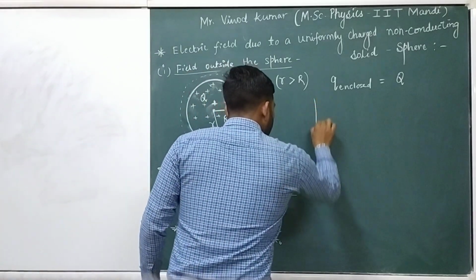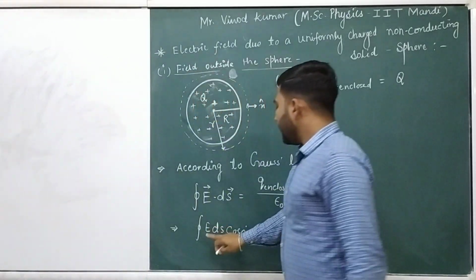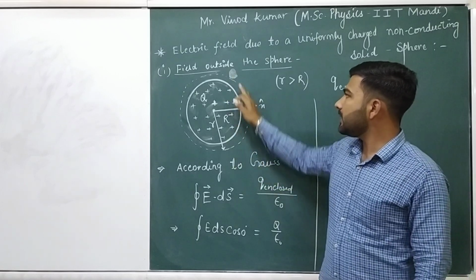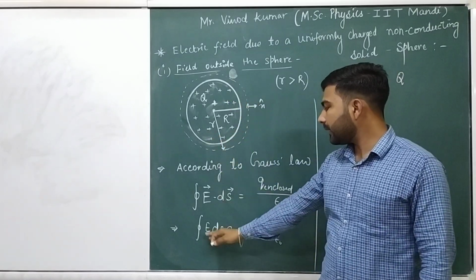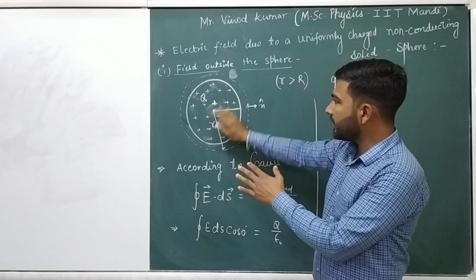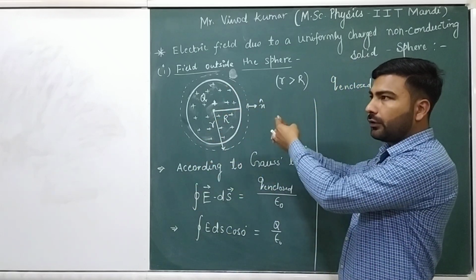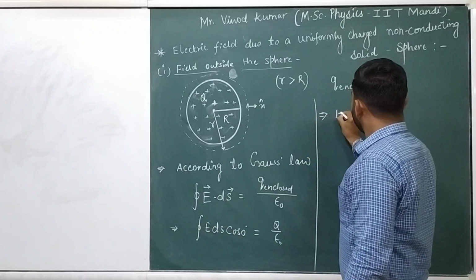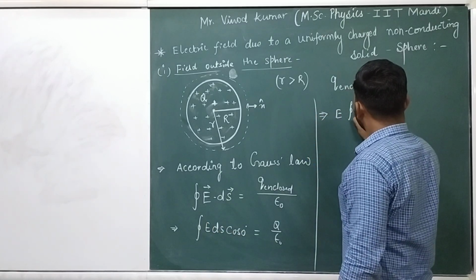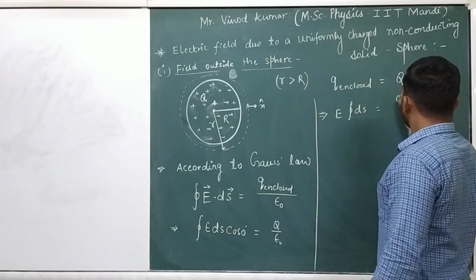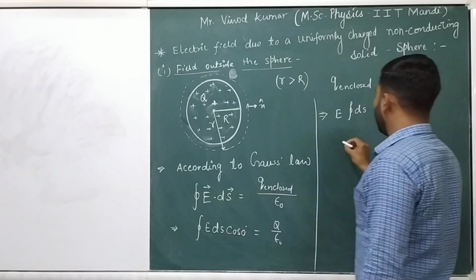Now, as we know that the electric field is constant at each point, we can take this out of the integration, because the distance is the same and the electric field due to this positive charge will be the same. So it will be E ds cos 0 is 1 equals to Q by epsilon naught.